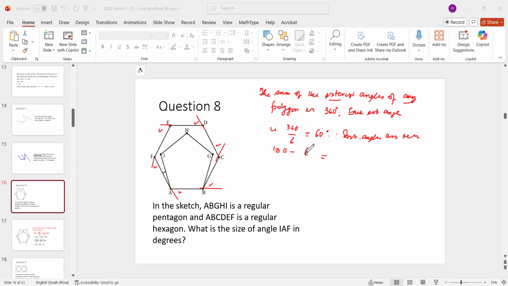60 degrees, 180 minus 60 is 120 degrees. So this angle here is 120 degrees. The full angle. And I'm focusing my attention on this. So this angle here, let's call it X. X is the difference between this full angle minus this other angle.